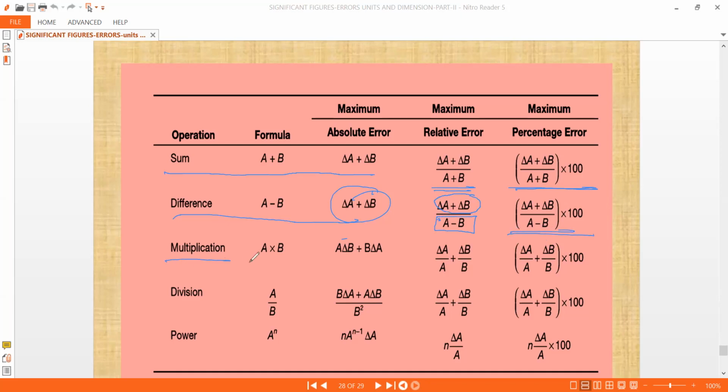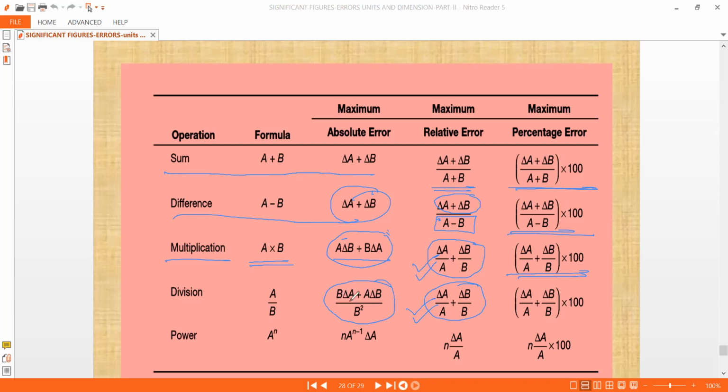And then multiplication A into B, so here absolute error is A into delta B plus B into delta A, and the relative error happens to be delta A by A plus delta B by B. This is the important part. This is not that important. They are not asking about this one in general, but this is the one they will ask you. Okay, the next, division also follows the same kind of formula. This is the formula which you all have to remember mostly. Mostly this is not being asked. Okay, this is like a derivative, but don't worry much about this one.